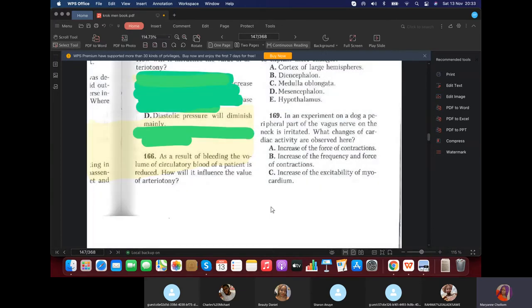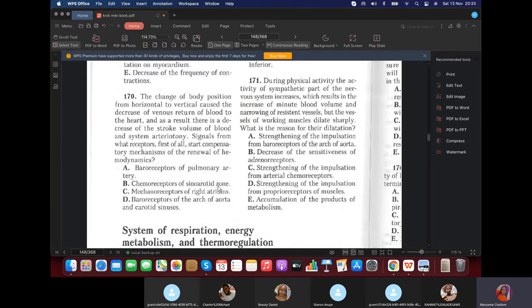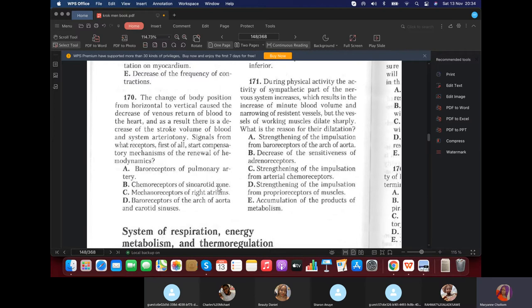In an experiment on a dog, a peripheral part of the vagus nerve was irritated. What change will occur? Of course, you just irritated the king of parasympathetic. So it will be what? Decrease in the frequency of contraction. Yay, we're done. The change of body position from horizontal to vertical caused the decrease of venous return of blood to the heart.